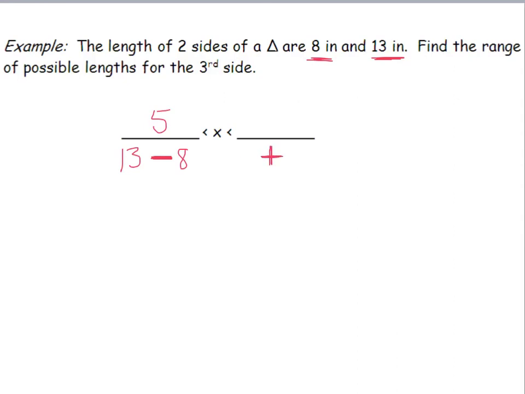The last thing we're going to do is take those two side lengths and add them. So if I take 13 and 8 and add them, I'll get 21. So that means the third side has to sit between 5 and 21 in order for us to have a triangle. So make sure that if I ask you what is the range for the third side, you subtract the two values to get the lower number, and then you add the two values to get the larger value.